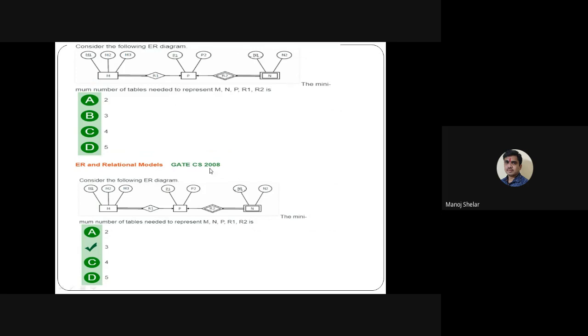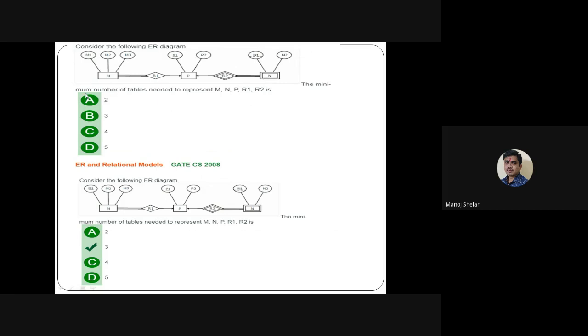Next question, from the GATE 2008 CS paper. Consider the following ER diagram. Here M is an entity, P is an entity, N is an entity, and M has attributes M1, M2, and M3. So M is a strong entity. Listen carefully. Why strong? Because here M1 is underlined, so M1 is a key attribute. Then N is a weak entity because it is in a double rectangle. It's a weak entity, meaning no primary key is available here.